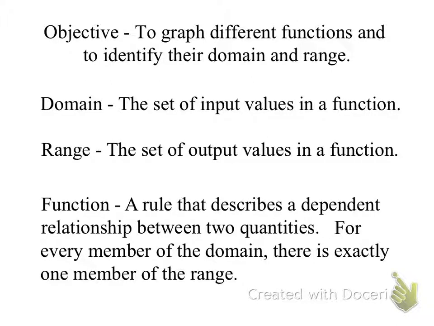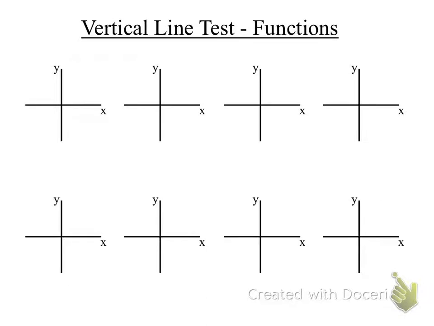No repeated x's. Do you guys remember the vertical line test? We can tell in a graph if it's a function, because we can take that same table, graph it, and if it passes the vertical line test, that's another way. They might just give us the graph or they might give us the table. In the table, we look for repeated x's. In the graph, we look for, does it pass the vertical line test?